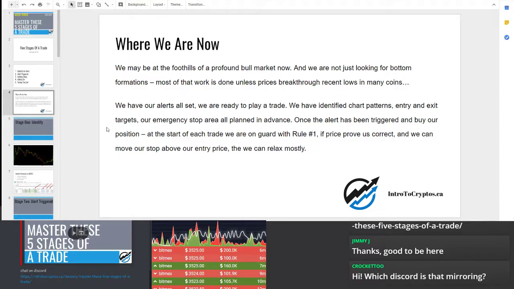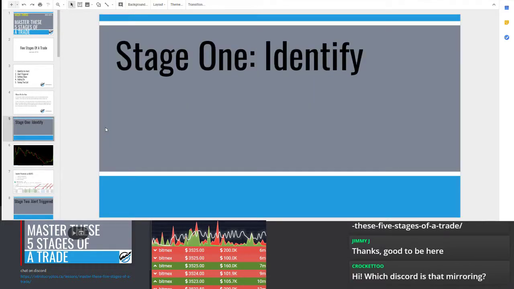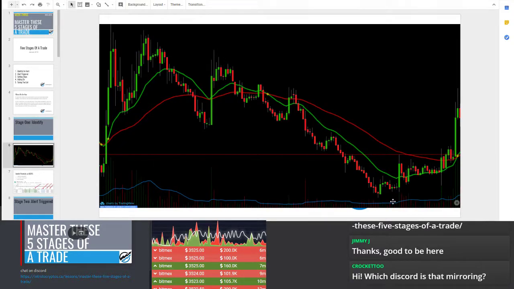So there's an overview of where we are now. Stage 1 of the 5 stages of a trade is to identify an upcoming trade. So we see a chart pattern like this where we have our lowest point. It's a break of the downtrend line. We could call this a 1, 2, 3 bottom formation, a good consolidation pattern building up here, and the moving averages are crossing over. So all of the main components of a trade signal are all built here. We could set out an alert even before this candle went up.